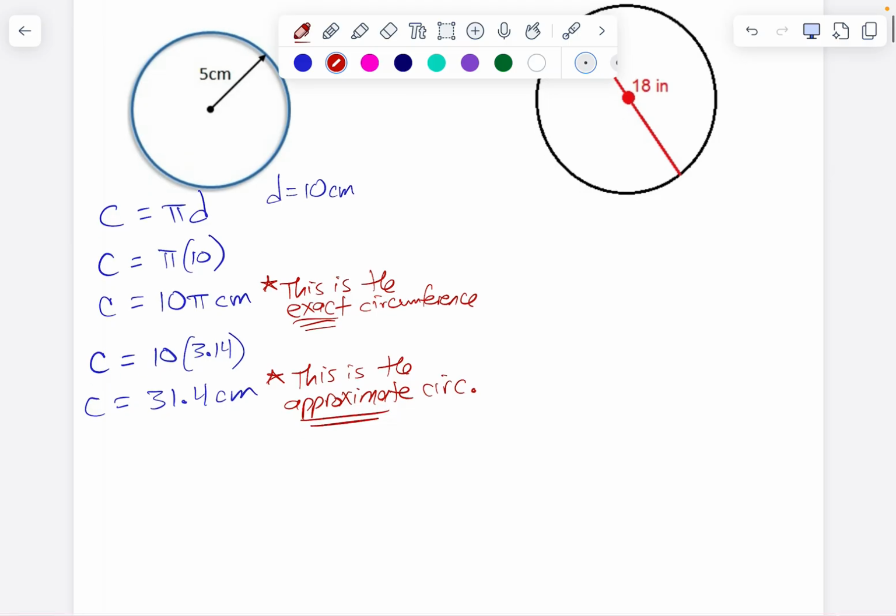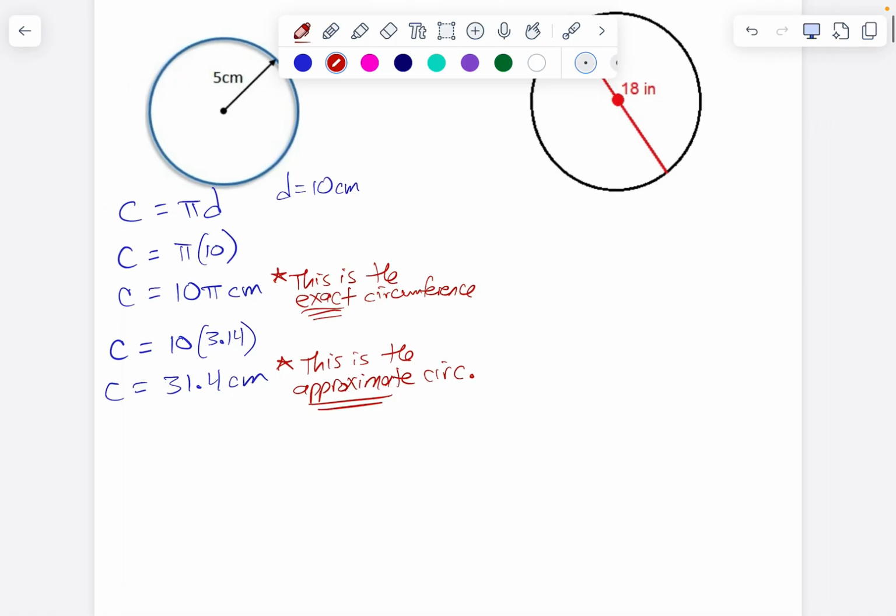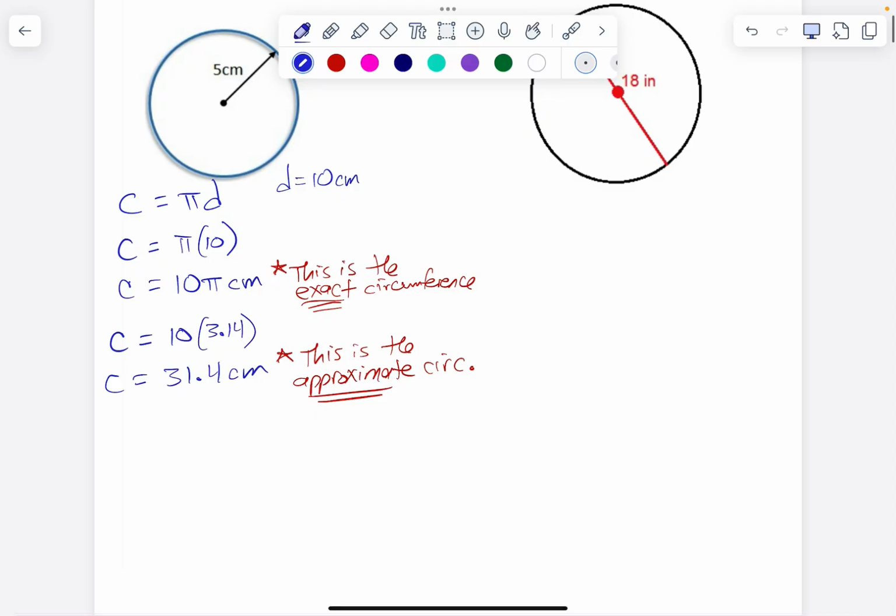But again, if you're out there about ready to cut the piece of wood or cut the sheet metal to wrap around, 31.4 centimeters is what you're going to cut. Any questions on that? It's an important distinction, and you need to read the directions for these problems carefully so you know which one I want.